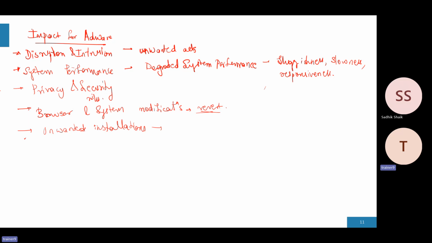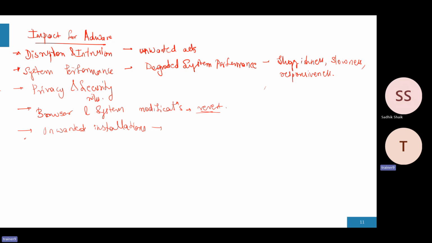So these might be some other ways that you can think of how these adwares would be causing impact, or looking into some of these components. Now, what are some of the ways you can start avoiding them, or what are some of the prevention steps that you can think of?